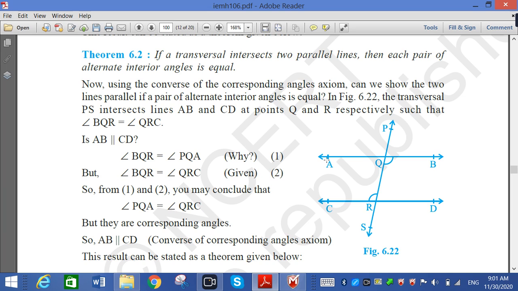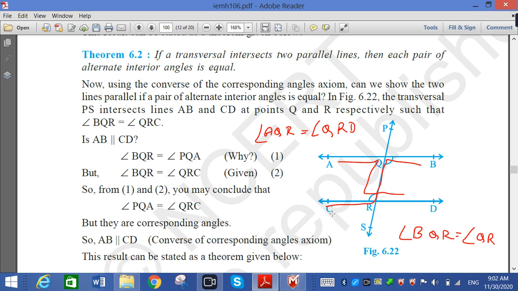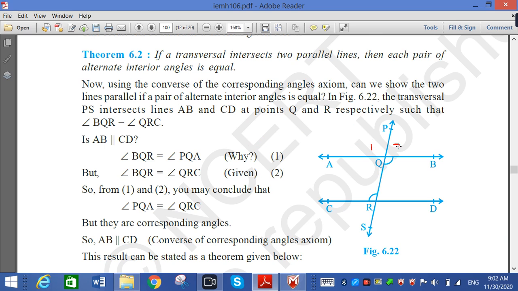What do we have to prove? The alternate angles form a Z. So AQR is equal to QRD, and BQR is equal to QRC. So there are two pairs, one pair and here a second pair. Let us write 1, 2, 3, 4, 5, 6, 7, 8.